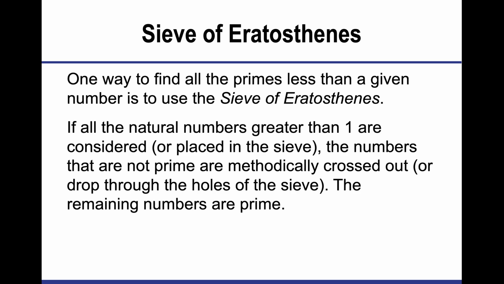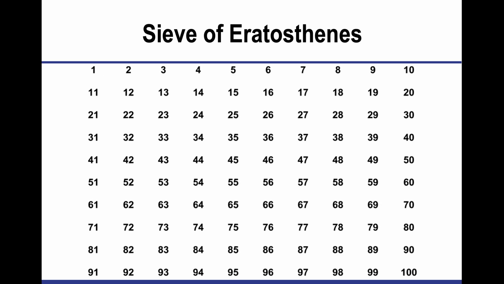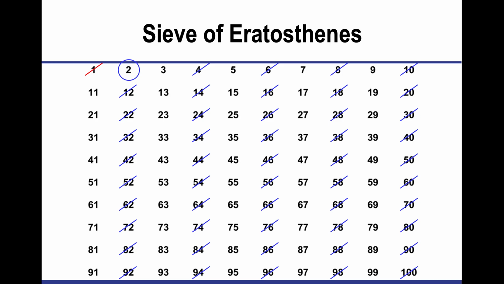One way to find all the primes less than a given number is to use the sieve of Eratosthenes. If all the natural numbers greater than 1 are placed in the sieve, the numbers that are not prime are crossed out or drop through the holes. The remaining numbers are prime. So it's kind of a ruling out process. So this would be if I was steadily ruling out numbers that aren't prime.